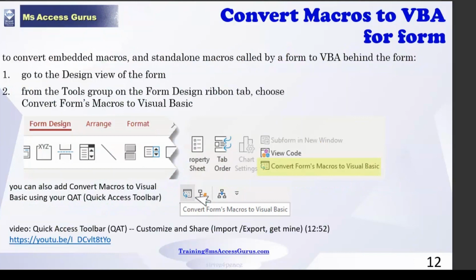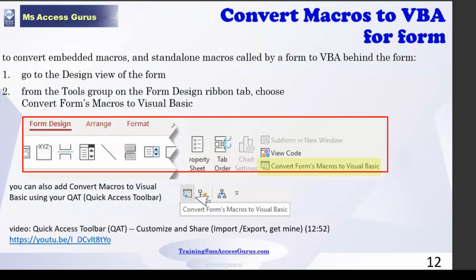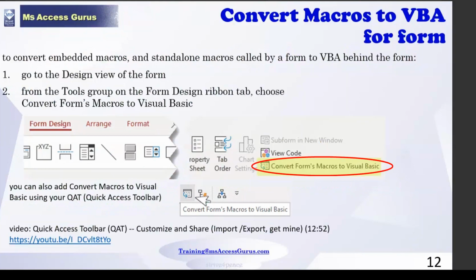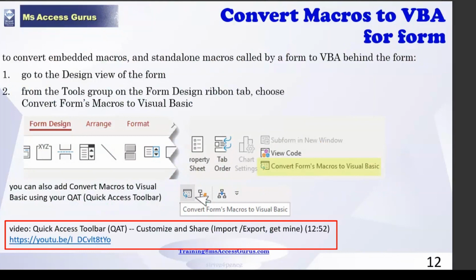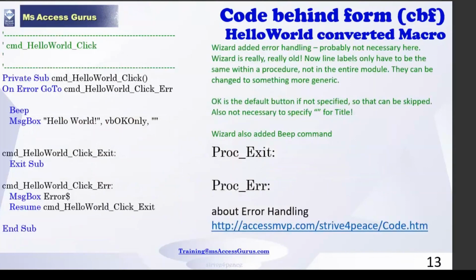If you have a form and the form has macros, you can just convert all of those macros, whether they're embedded or standalone, to VBA behind the form. Just go to the design view of the form and convert macros to Visual Basic. You can also put a Convert Macros to Visual Basic button on your Quick Access Toolbar. If you want to know about customizing the Quick Access Toolbar, I made a little video about that, and you can also download my Quick Access Toolbar.